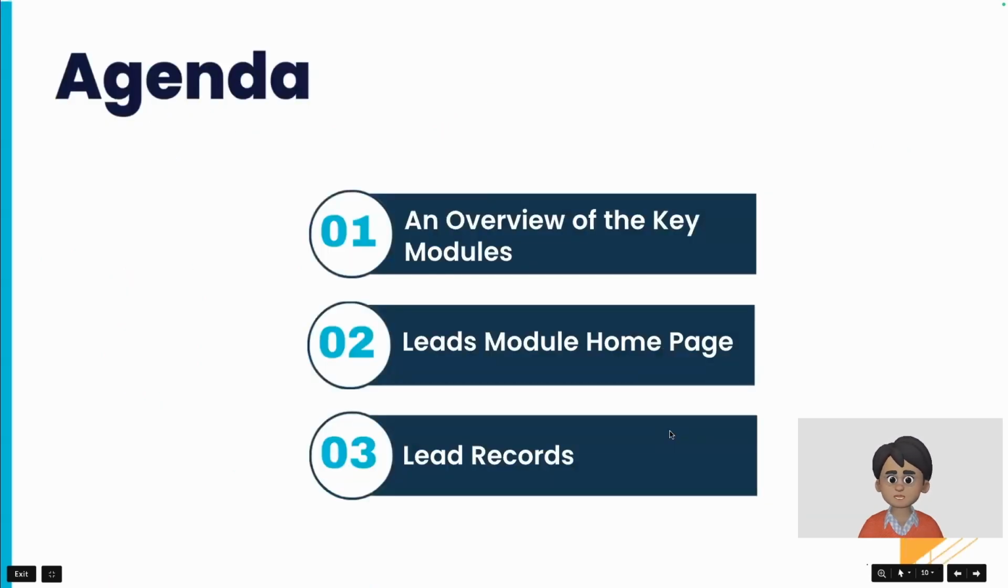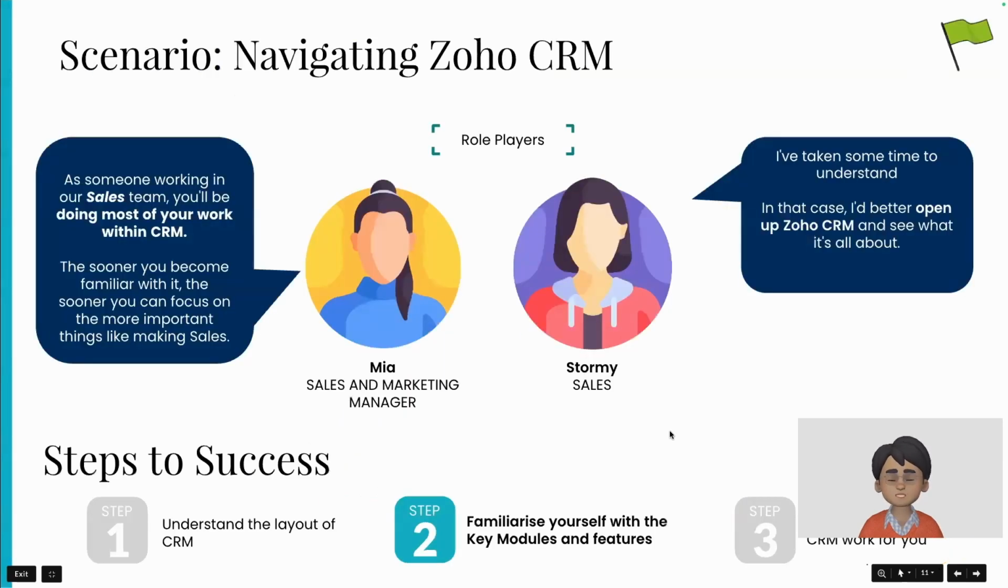In this lesson, I'll take you through an overview of the key modules, show you the Leads module homepage, and also how you can navigate through a lead record. As a reminder, we're following the coffee company and their journey through implementing CRM at their own company. In this video, we'll cover step 2 in the steps to successfully navigate Zoho CRM, where Stormy familiarizes herself with the key modules and their layout.